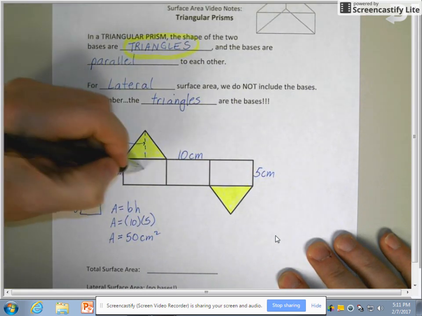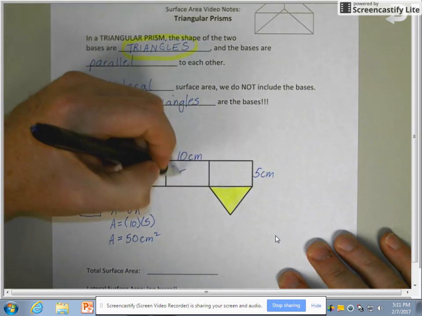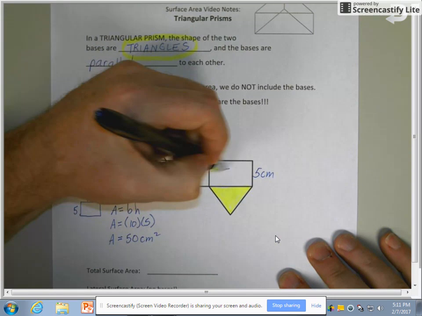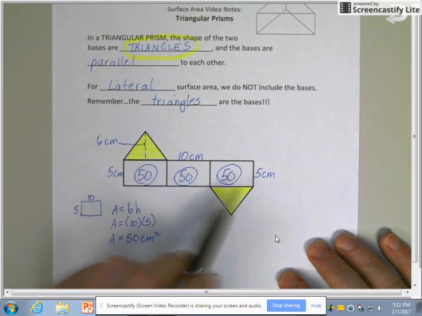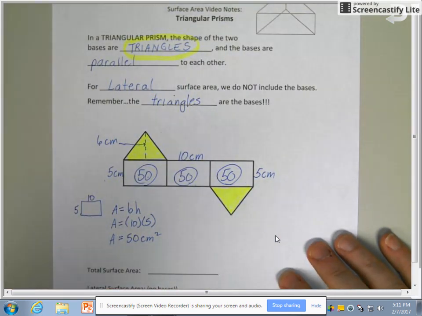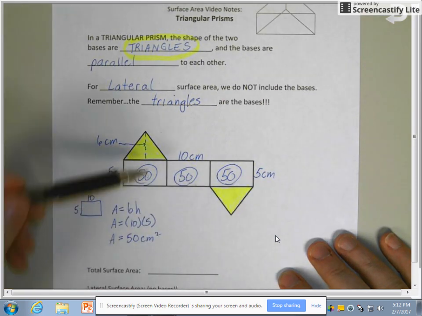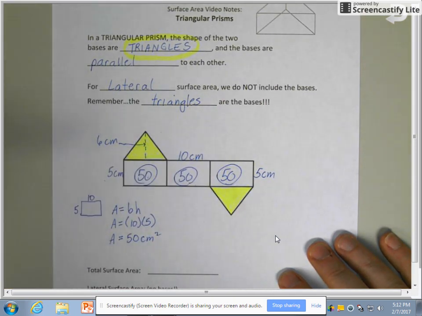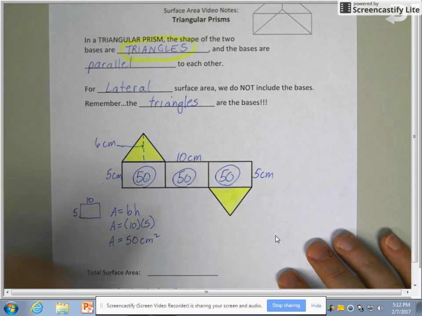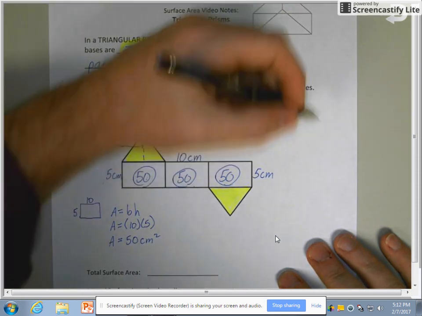And we want to go ahead and put our 50 inside each of these, because that just means we know that we're finished with the areas of those three shapes. It's not 50 for all three, it's 50 for each of them, so we're going to add those together at the end. Well, now we also have triangles.